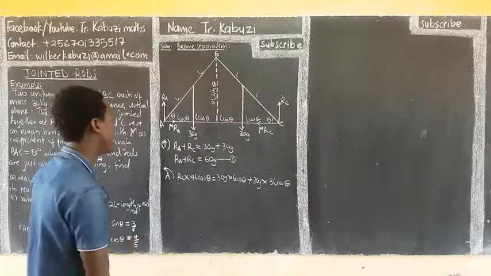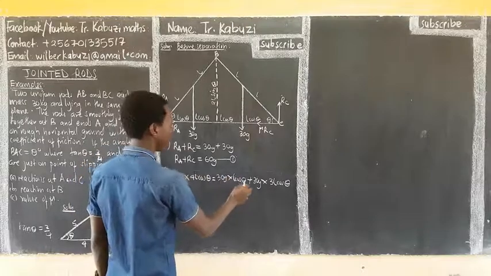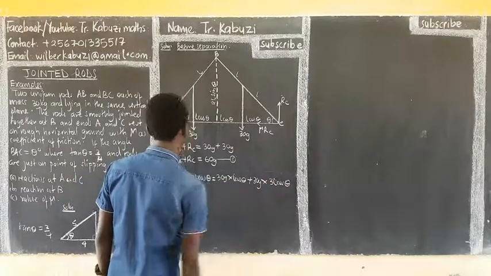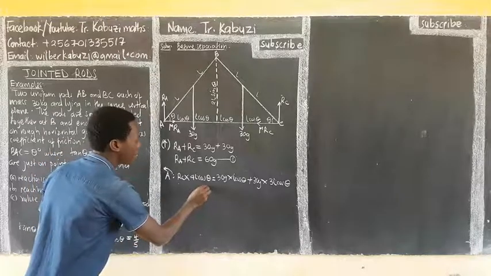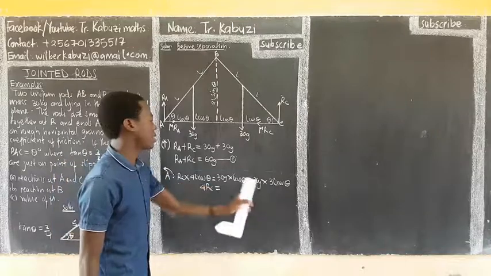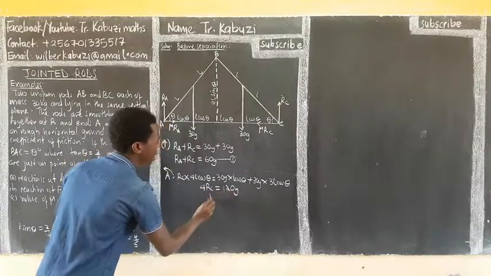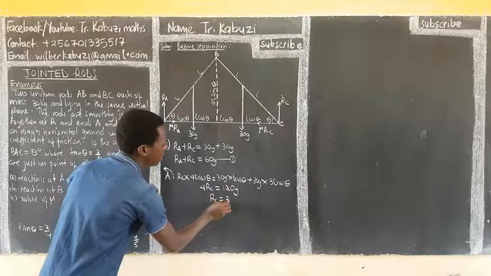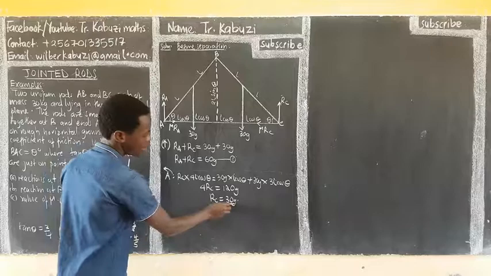So you already have something common. You see, L cos theta is common. We divide through by that. So here I'm having RC equaling to, this is 90 plus 30, 120 G. So my RC here is going to be 30 G. Simple. You underline, that is your RC.